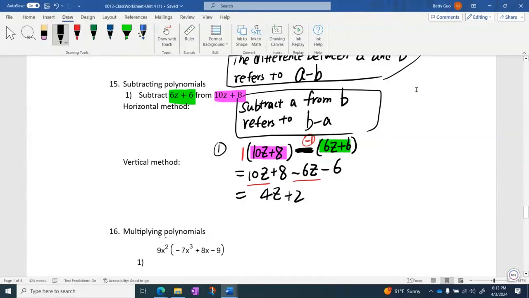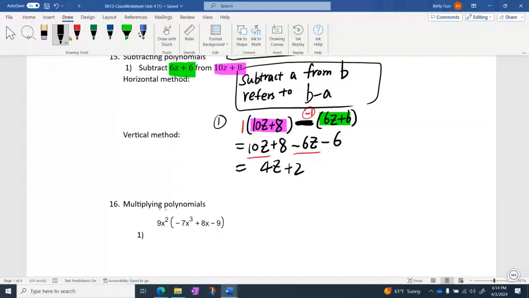Now let's see how we use the vertical method to take the difference of two polynomials. Second method, vertical method. The vertical method is the same. We still have to figure out which polynomial minus which polynomial, right? For the vertical method, since we are using pink minus green, we're going to put the pink on the top, green on the bottom.